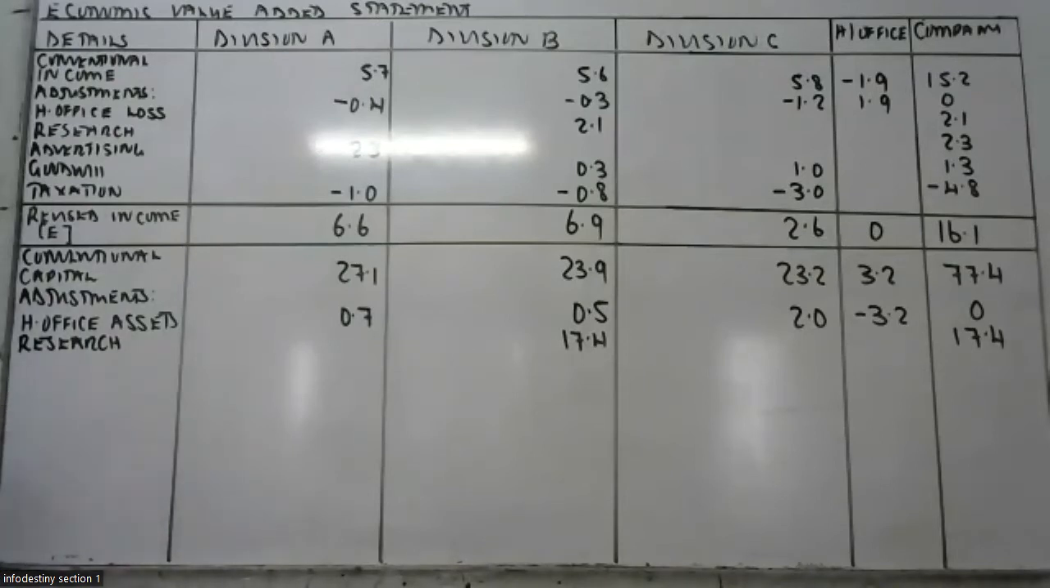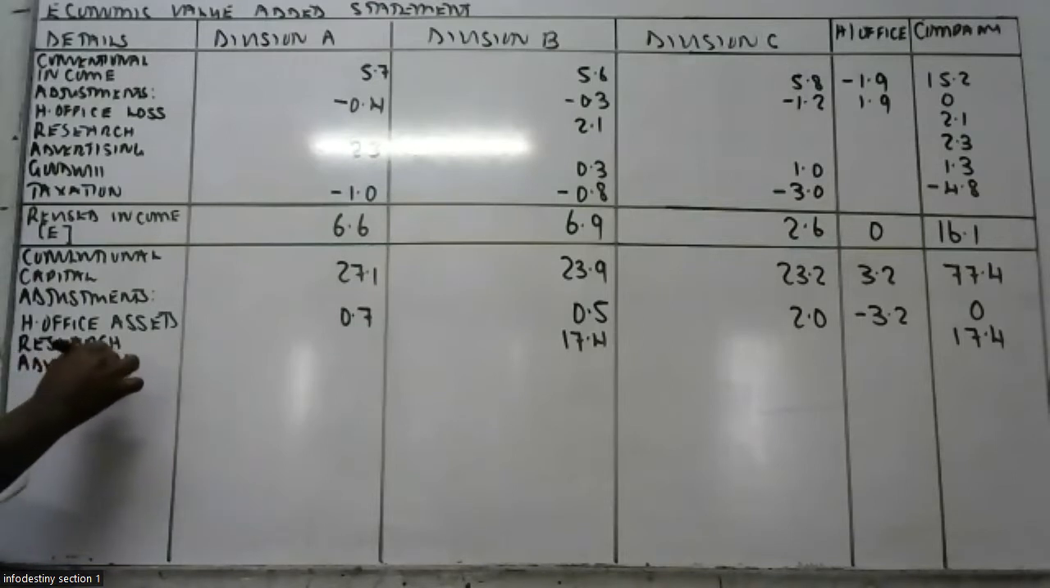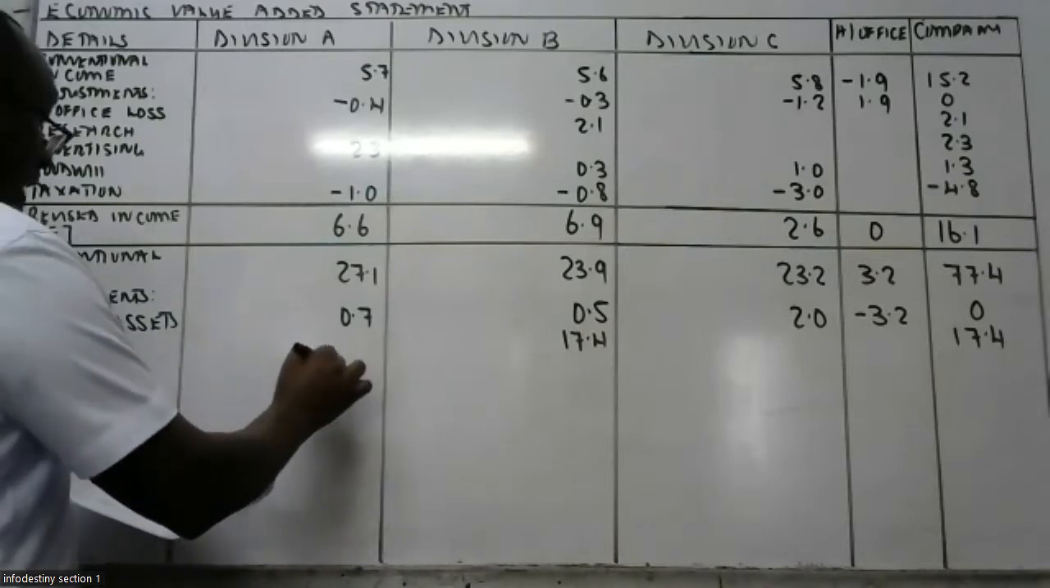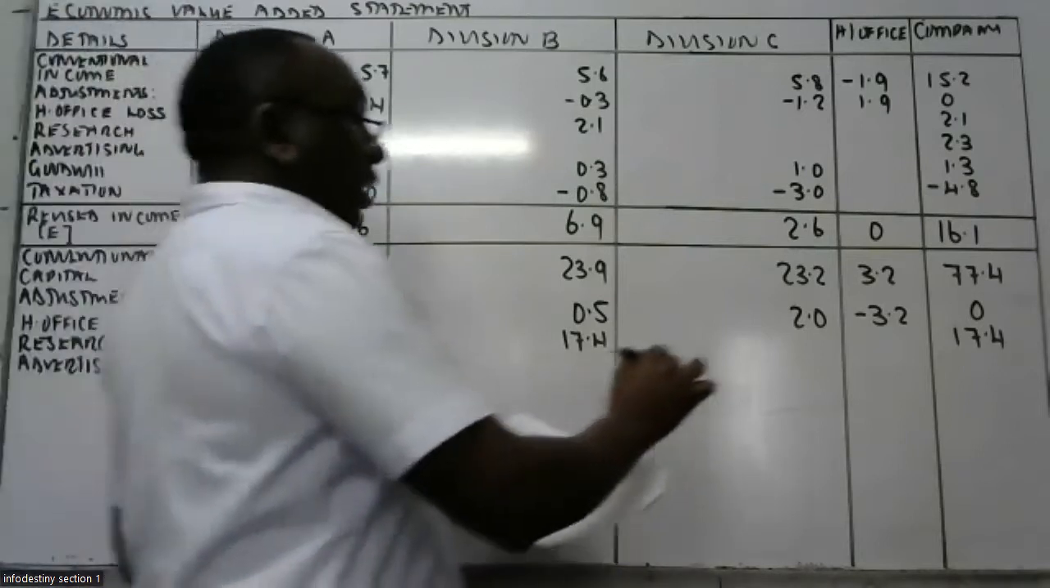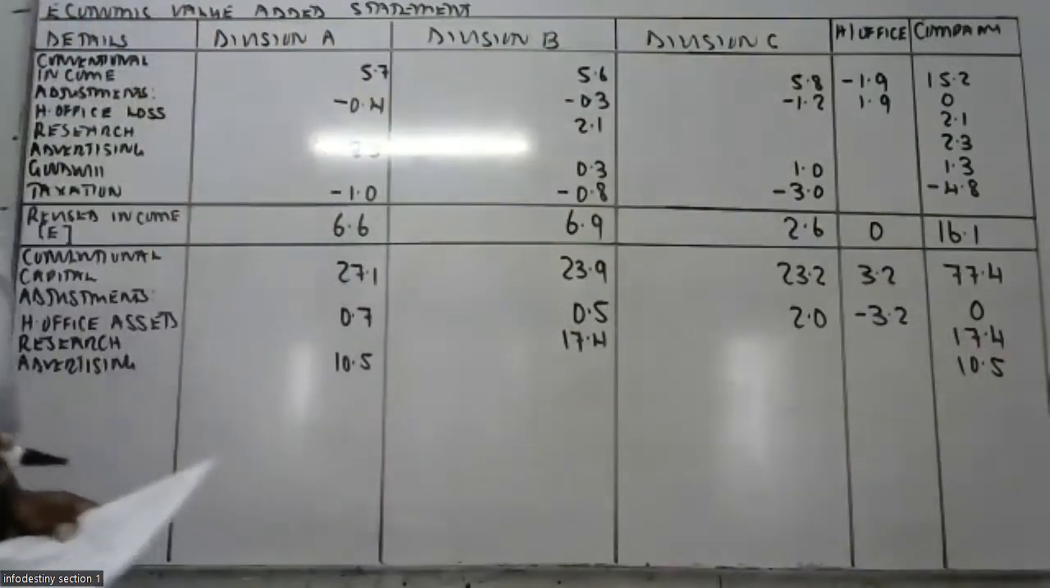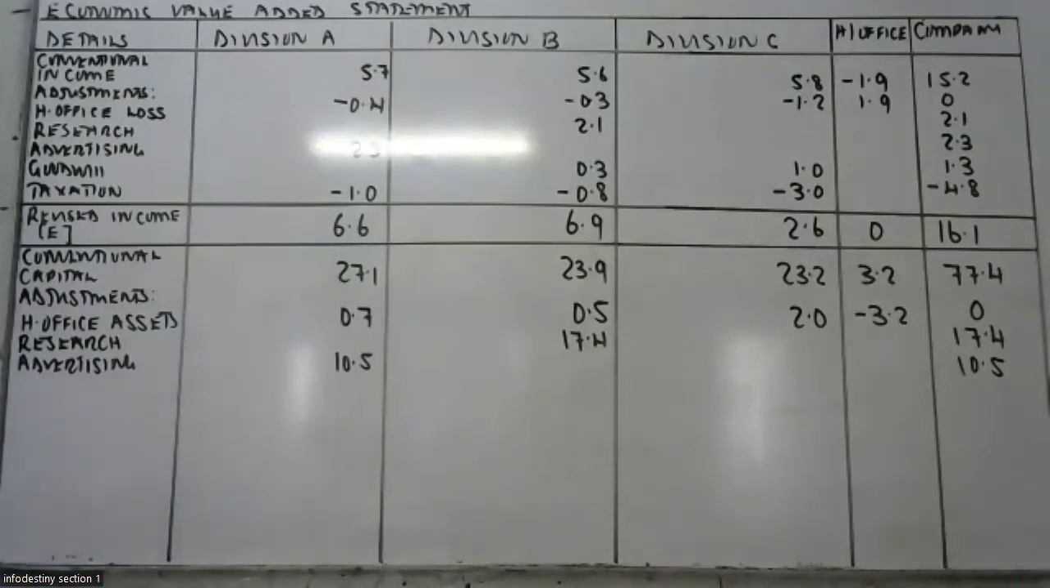Then from there, we have advertising. Now, advertising, as you can see, it is 10.5, and advertising belongs to division A. So 10.5. So nakibia huku unaweka 10.5.